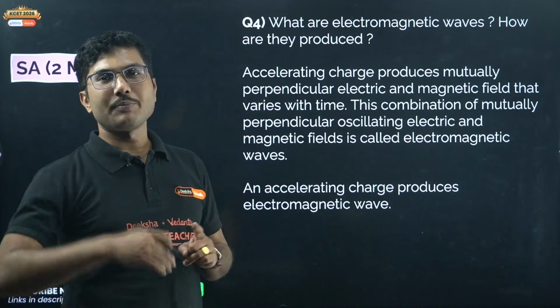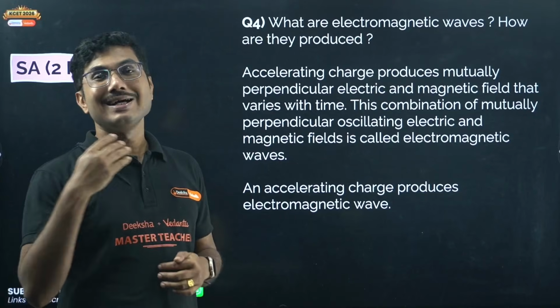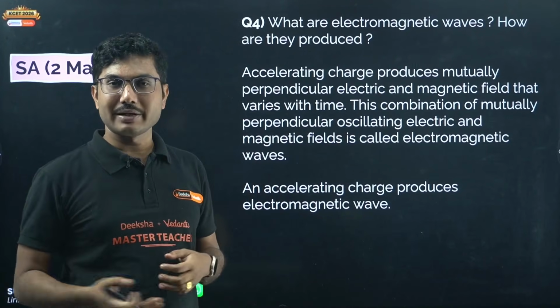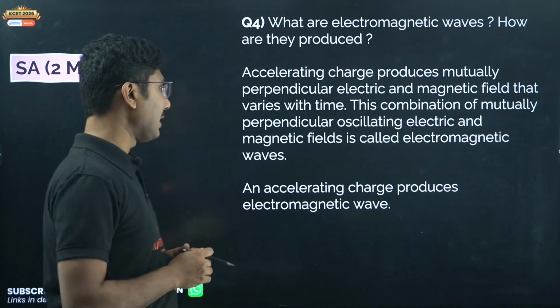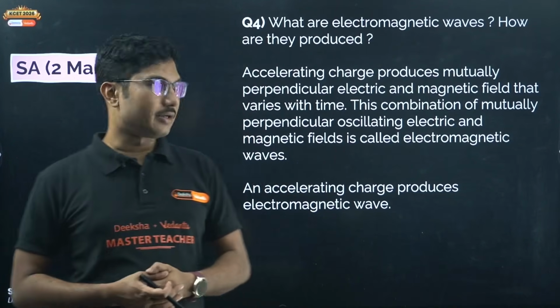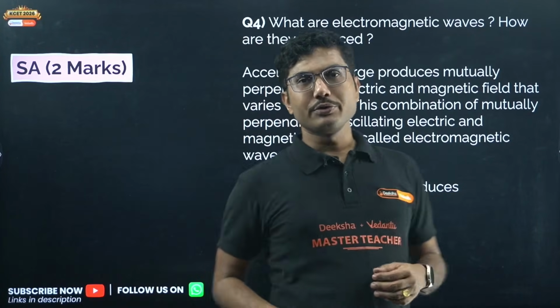Electric field produces magnetic field produces electric field only when they are changing. Static electric field cannot produce magnetic field, static magnetic field cannot produce electric field. So be aware of it. How are they produced? Accelerating charge produces electromagnetic wave. When the electrons accelerate, they produce electromagnetic wave.